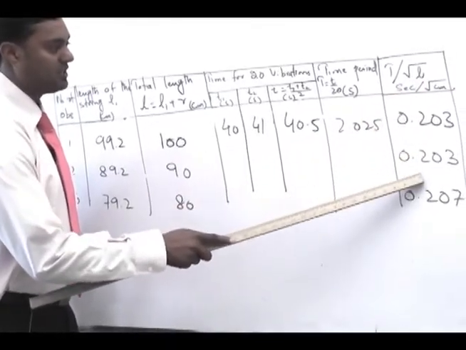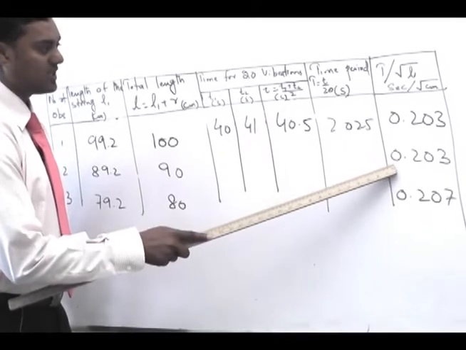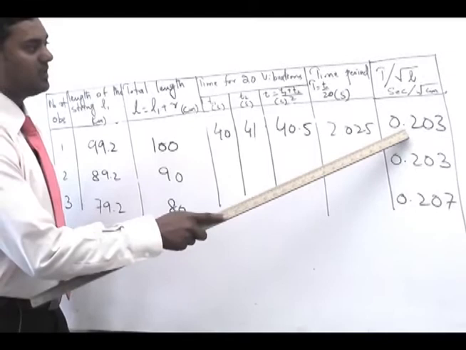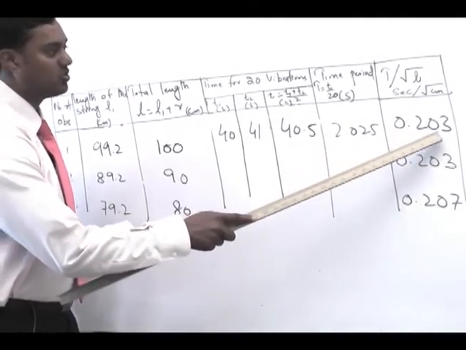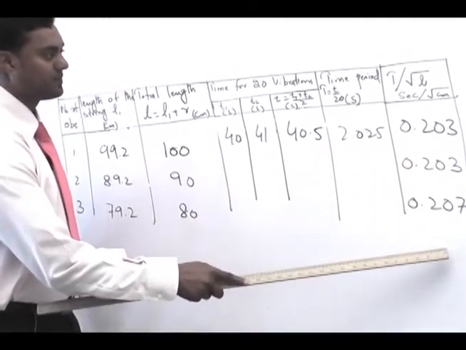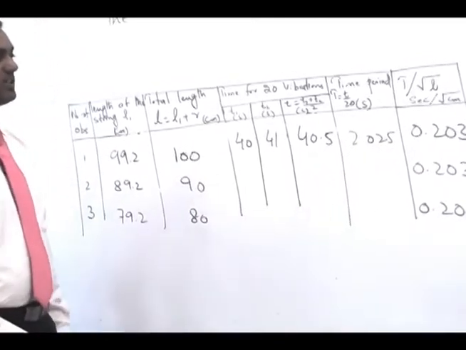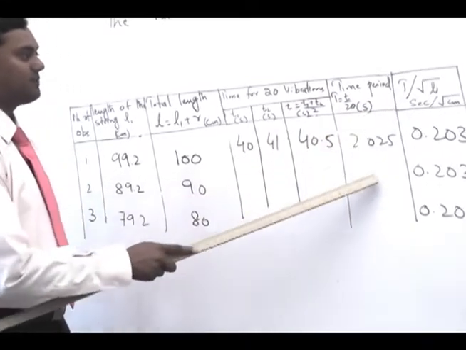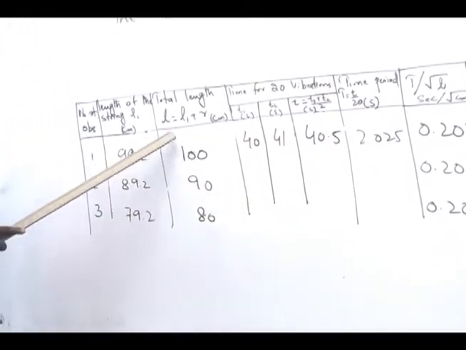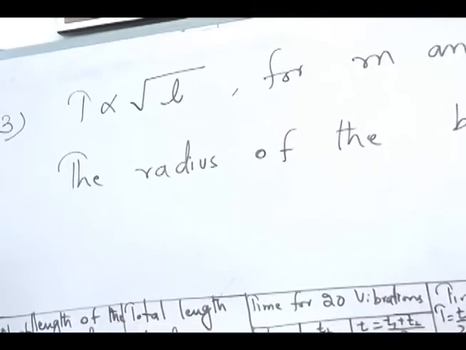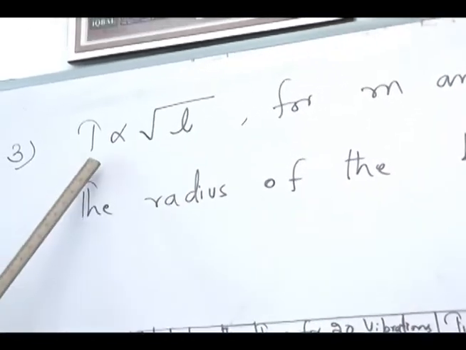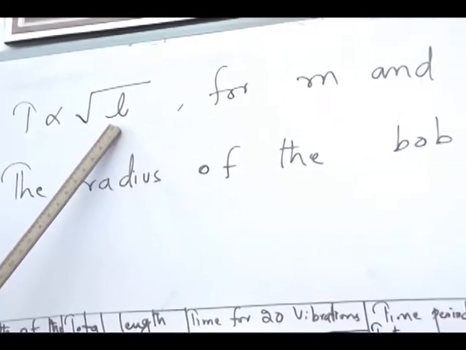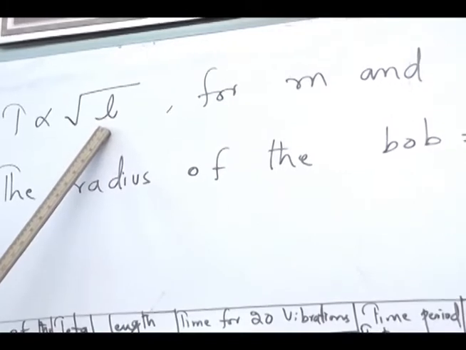We can see that for the first, for the second, and for the third observation, this value comes out to be 0.20 seconds. So from this we can conclude that the time period of the pendulum varies with the length of the pendulum, and that the time period of the pendulum is directly related to the square root of the total length of the pendulum.